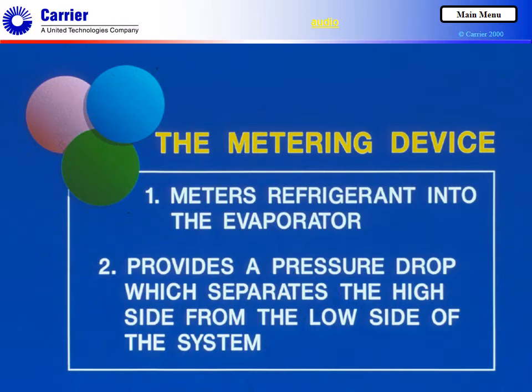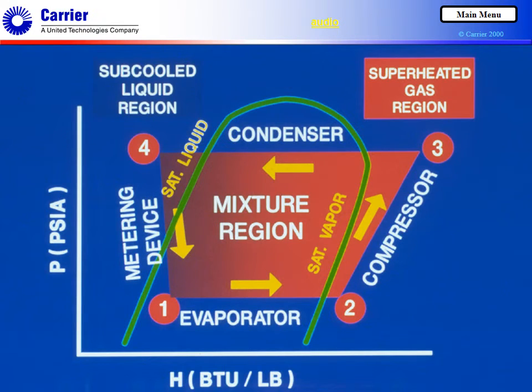This pressure difference lets the refrigerant in the evaporator boil at a low enough temperature to absorb heat into the system from the area or substance being cooled. It also lets the refrigerant in the condenser condense at a temperature high enough to reject heat from the system to the outdoor air.